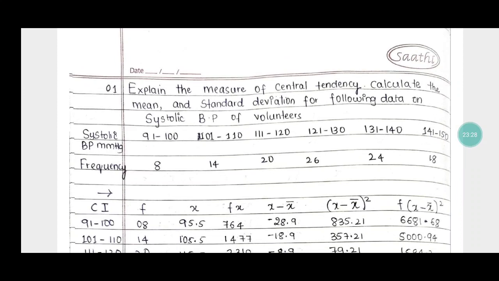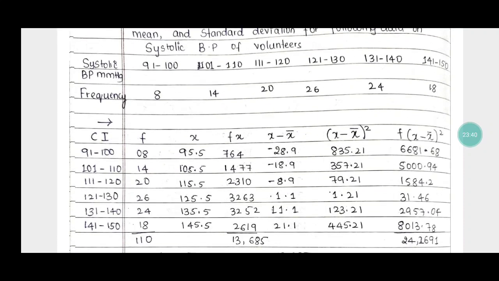Calculations in the first unit. Explain the measures of central tendency: calculate the mean and the standard deviation for the following data, that is, the systolic BP of volunteers. This is the systolic BP, presented in mmHg, with the frequency: 91 to 100, 101 to 110, 111 to 120, 121 to 130, 131 to 140 and 141 to 150, where the frequencies are 8, 14, 20, 26, 24 and 18.